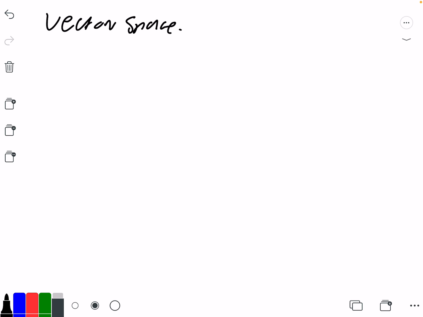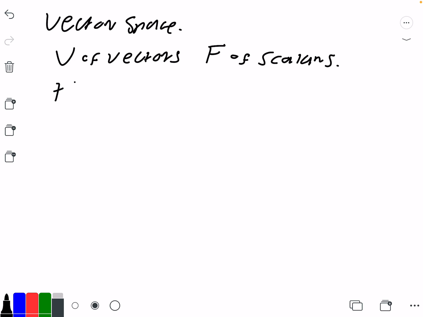So a vector space is going to be an algebraic object where we have a set V of vectors, and a field F of scalars. And we're going to endow it with two operations. The first operation is addition, so I'll say plus: V cross V to V. So we take two vectors from V, say A and B, and we send them to A plus B.